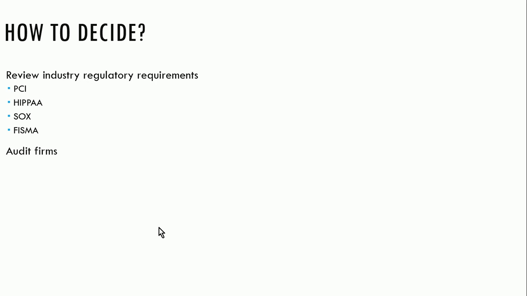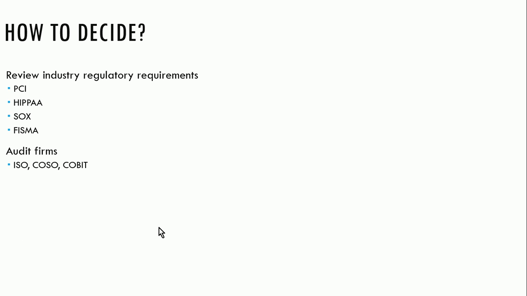How do we decide which ones we're going to implement in our own organization? So one way we might decide is by looking at what our industry requires. Certain industries have requirements to adopt different policy standards. So for example, if you're in the payment card industry, if you're accepting credit cards, or if you have to be HIPAA compliant because you're in healthcare, or you're in the financial sector, you might have to comply with Sarbanes-Oxley, FISMA, and so forth.